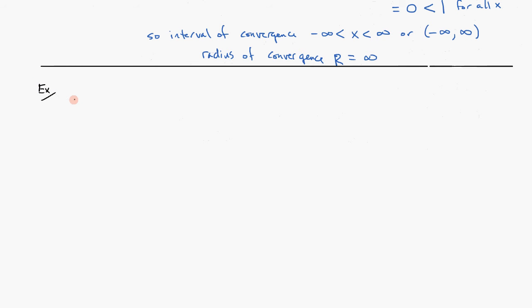So let's consider the series sum k equals 1 to infinity of minus 1 to the k times k times x minus 4 to the k over 2 to the k. So first we notice that the center A is equal to 4.